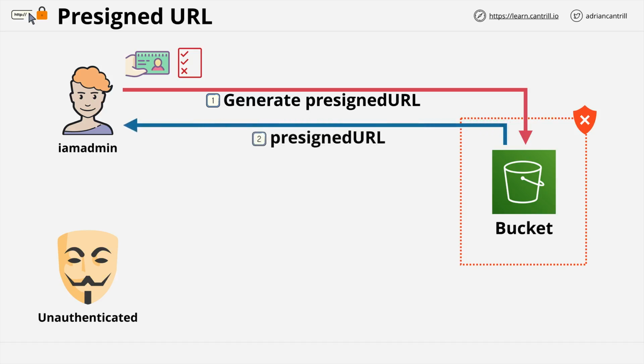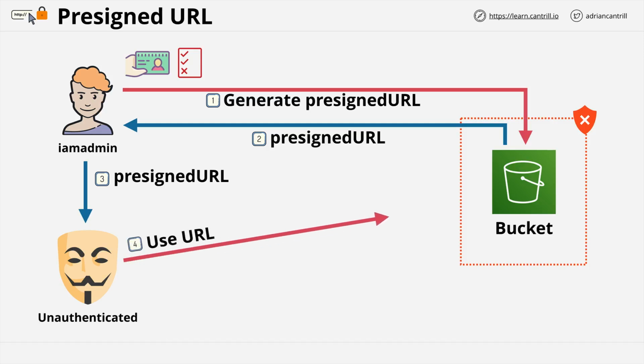This URL will have encoded inside it the details that IAM-admin provided, so which bucket it's for, which object it's for. It will be encoded with the fact that the IAM-admin user generated it, and it will be configured to expire at a certain date and time, as requested by the IAM-admin user. The URL could then be passed to our mystery user, and he or she could use it to access the specific object in the specific S3 bucket up until the point at which it expires.